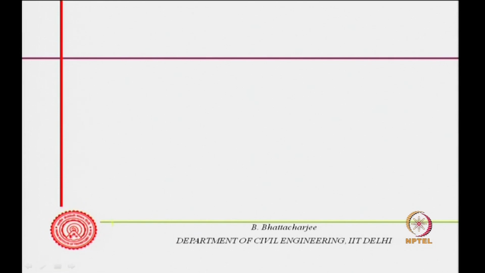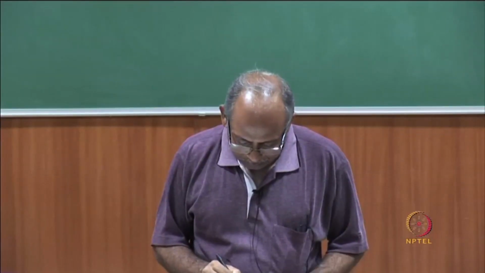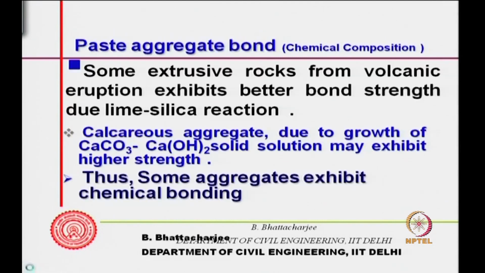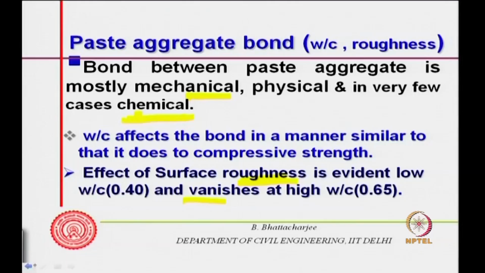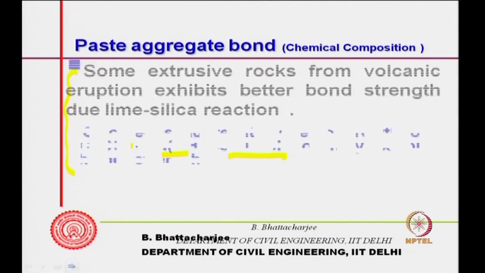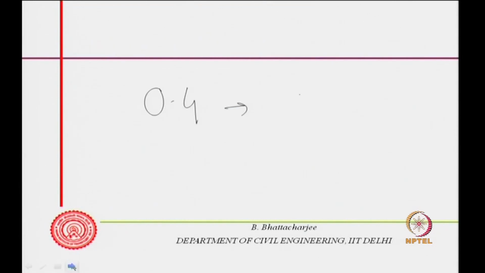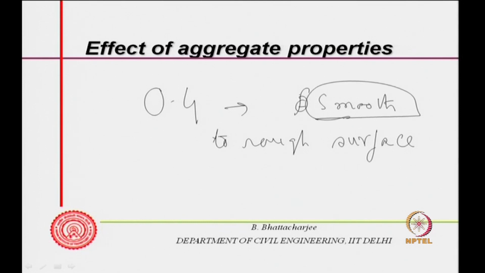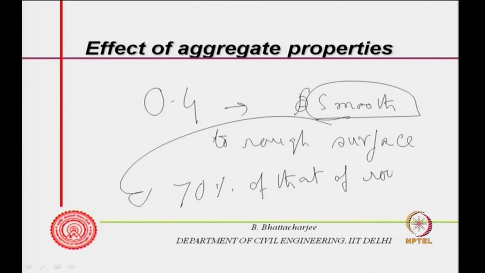Now, with a 0.4 water cement ratio, as I mentioned earlier, the reduction in strength because of surface structure could be as much as 0.7, that is 70%. If one looks at these roughness values at 0.4 water cement ratio, going from smooth to rough surface, a smooth surface may have a strength of 70% of that of a rough surface.